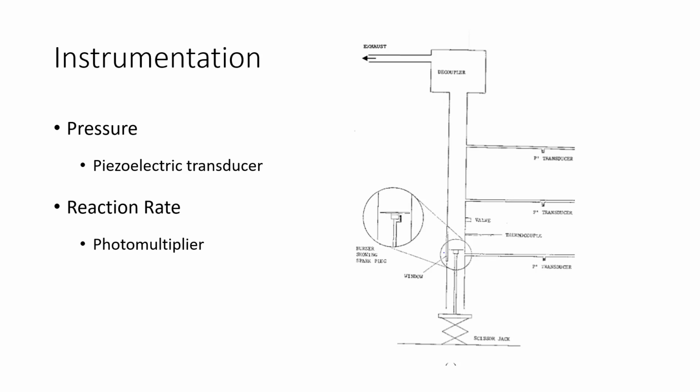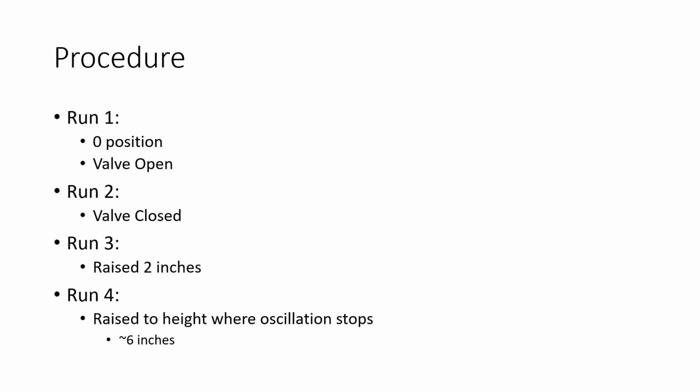We can measure the reaction rate using a photomultiplier and a filter, so only photons that are produced in the burning of the fuel, in this case propane, are captured. In this experiment, we took measurements under four conditions.